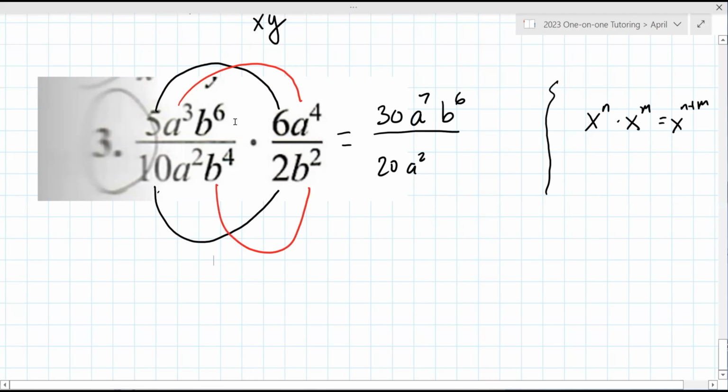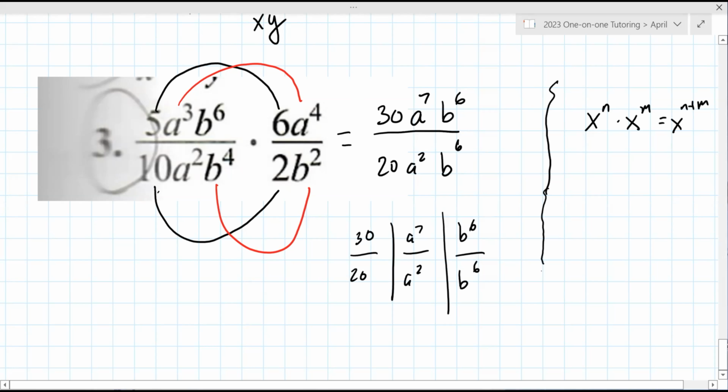What do you see? B to the 4th times b squared. What does that become? B to the 6th. You're adding the exponents, 4 plus 2. B6. Good. All right. So now we can attack this problem like we did in the previous one. It's really 3 separate problems. It's 30 over 20, a to the 7th over a squared, b to the 6th over b to the 6th. Okay. And the rule is if the bases are the same and you're dividing, you subtract the exponents.